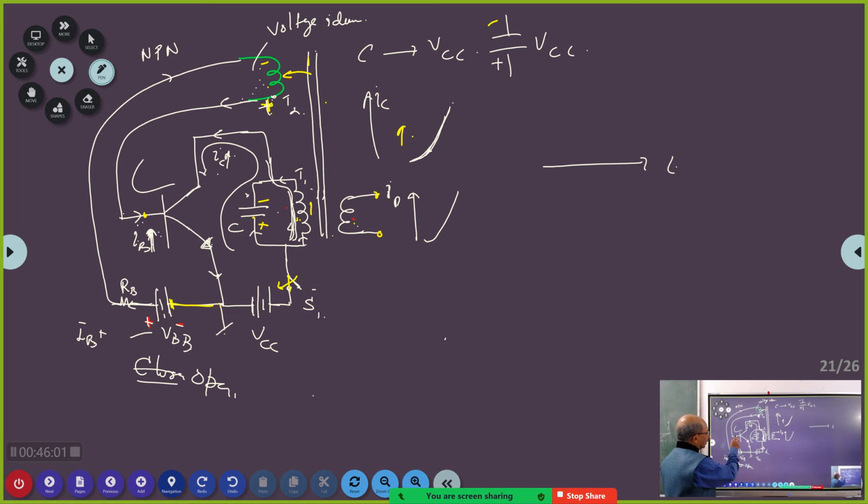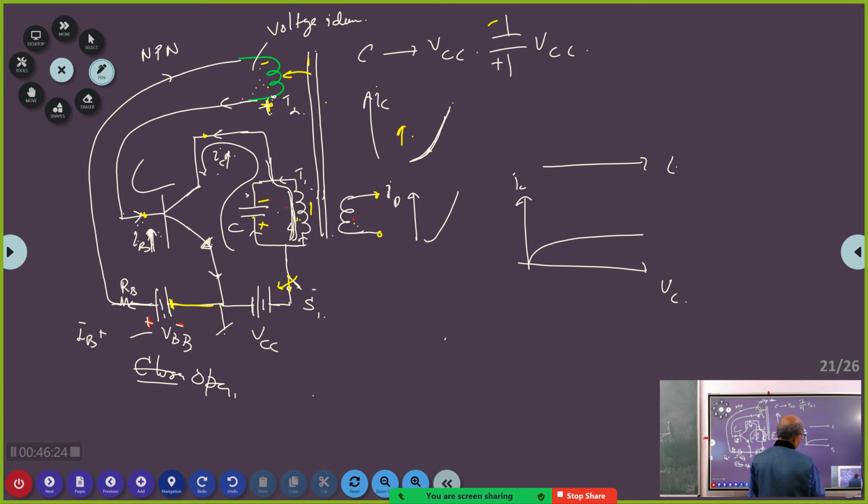So when this voltage now increases, because this voltage cannot go beyond VCC, isn't it? It cannot go beyond VCC. But this voltage, if it tries to go beyond VCC, then what happens? The transistor starts entering the saturation region. You remember the output characteristic of the transistor? IC versus VCE. So here you see we had a graph like this.